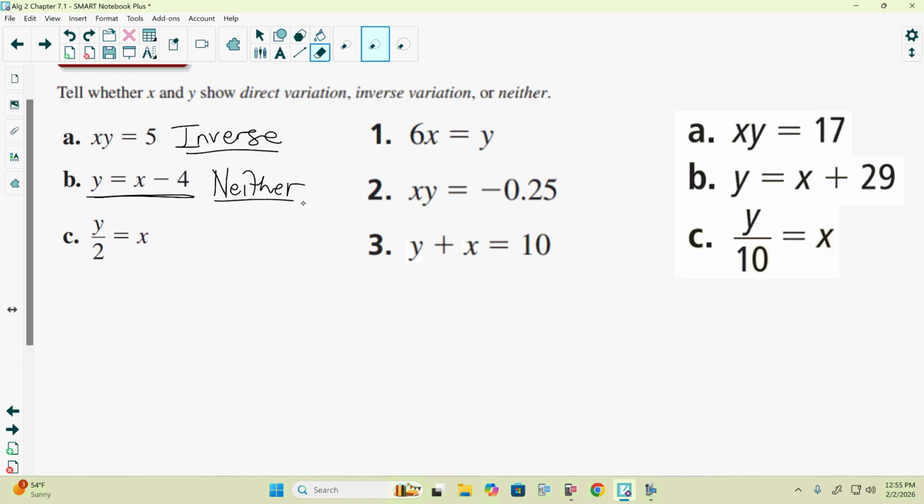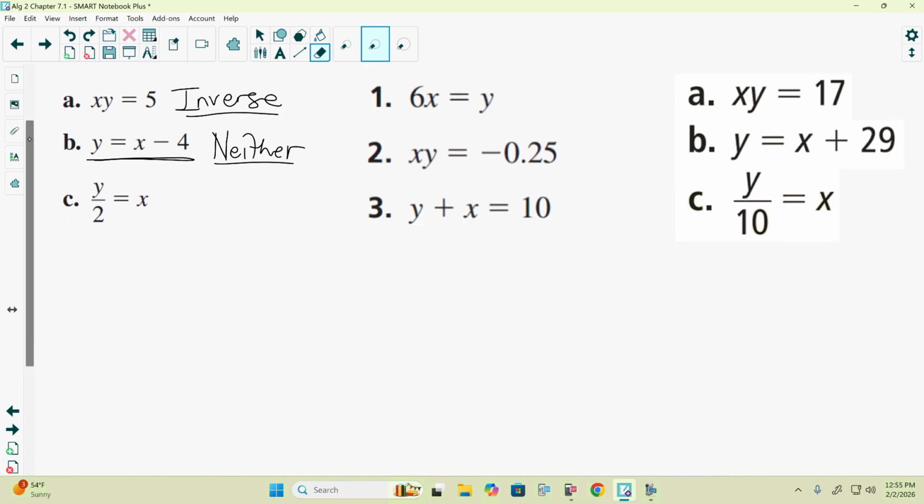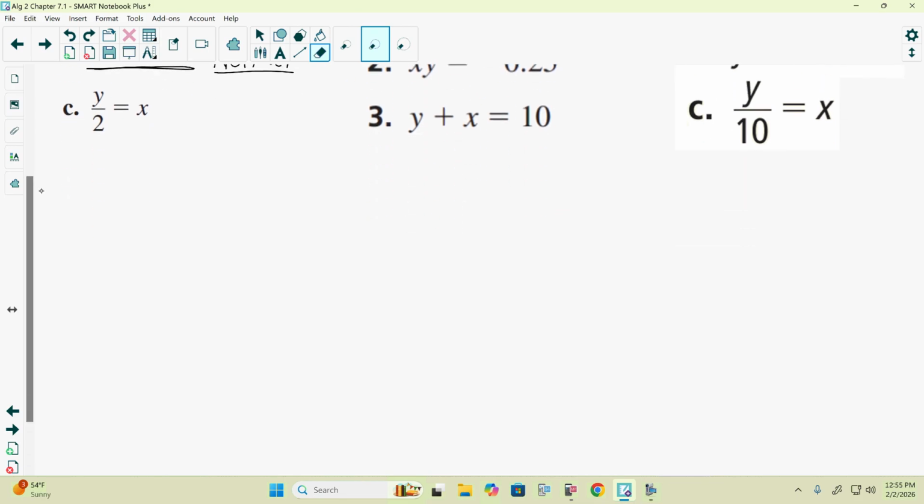Let's look at C. y over 2 equals x. Would this be direct or inverse? It is going to be direct. Well, one of the hints is we had already one inverse and one neither. But if we look at this here, y over 2 equals x, I could actually rewrite this as 1/2 y equals x. Our y equals a times x equals a times y. a in our case is just 1/2.